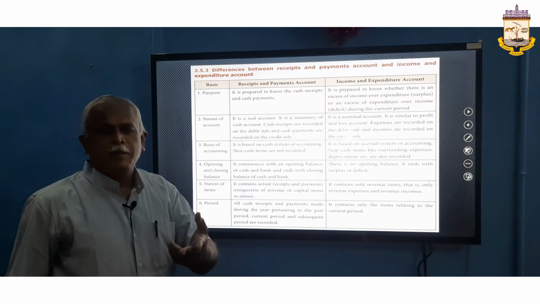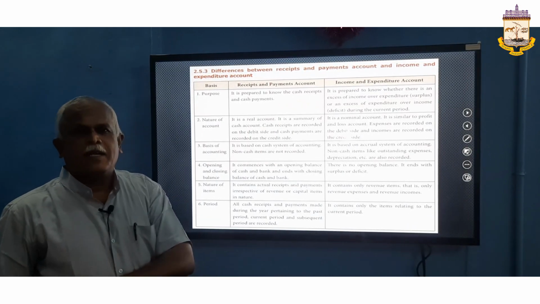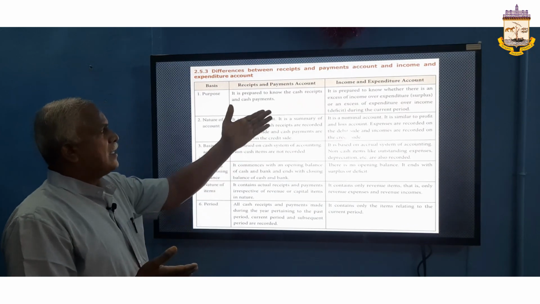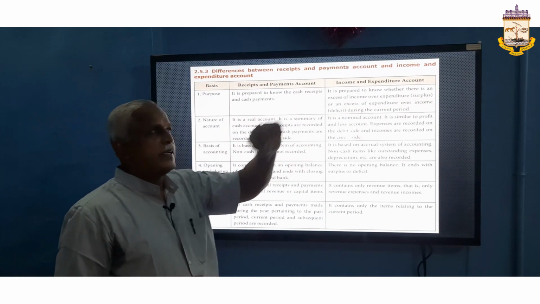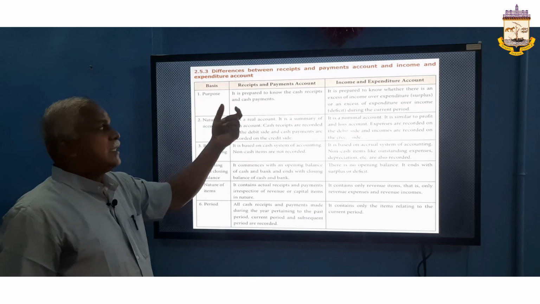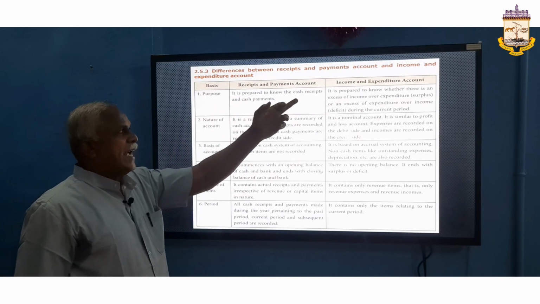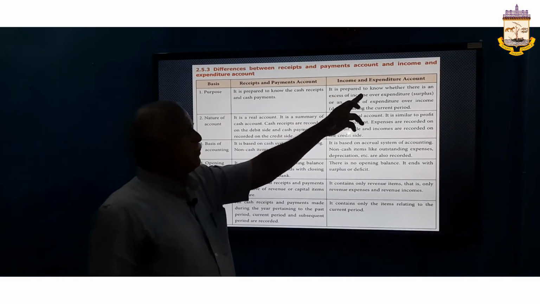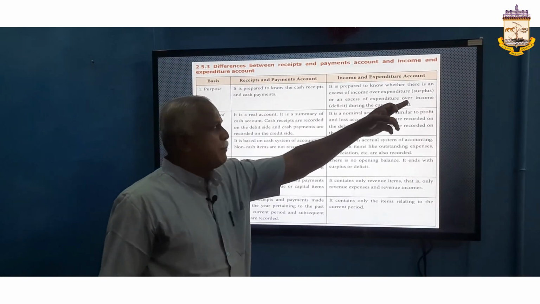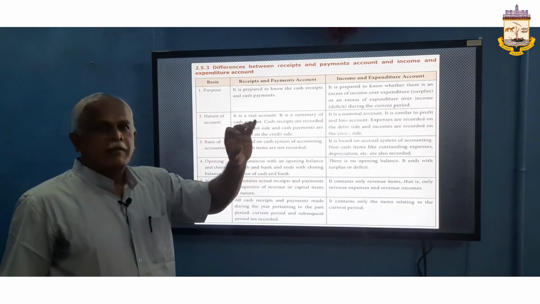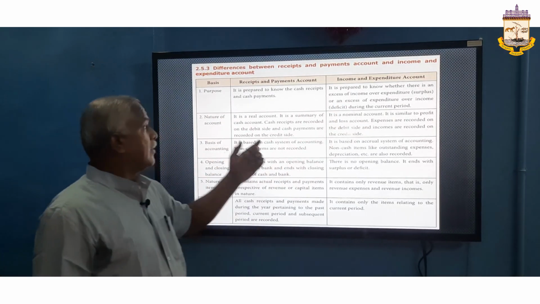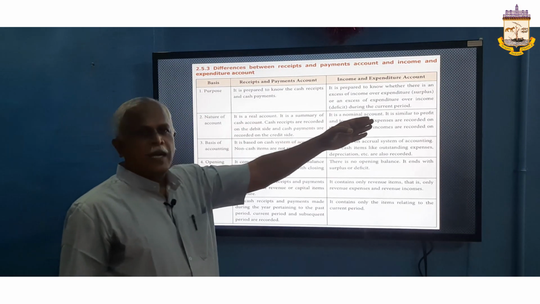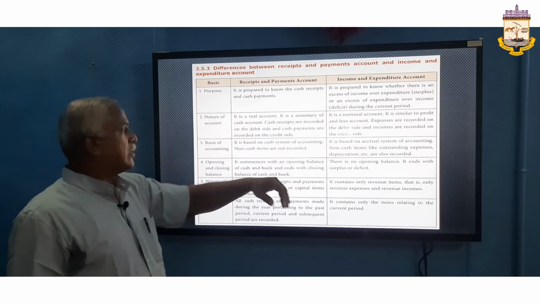Now we learnt about the receipt and payment account and the income and expenditure account. Let us see the difference between these two. Purpose, for what purpose is it prepared? The receipt and payment account is to know the cash receipts and cash payments. The income and expenditure account is to find out whether you have a surplus or deficit. Nature of account: the receipt and payment account is a real account, while the income and expenditure account is a nominal account which shows the income and expenditure.